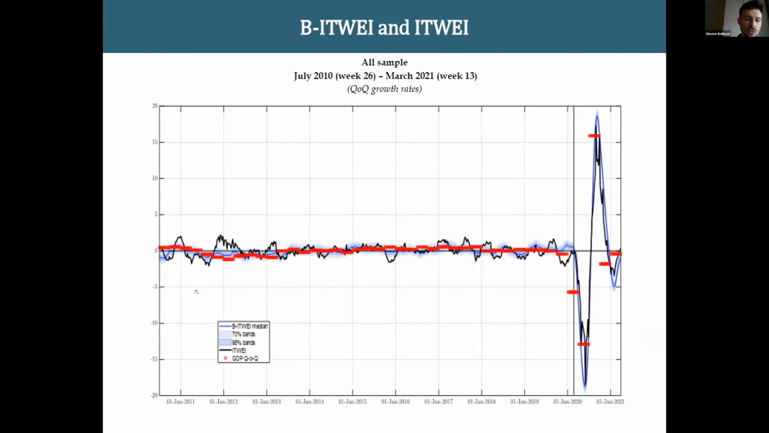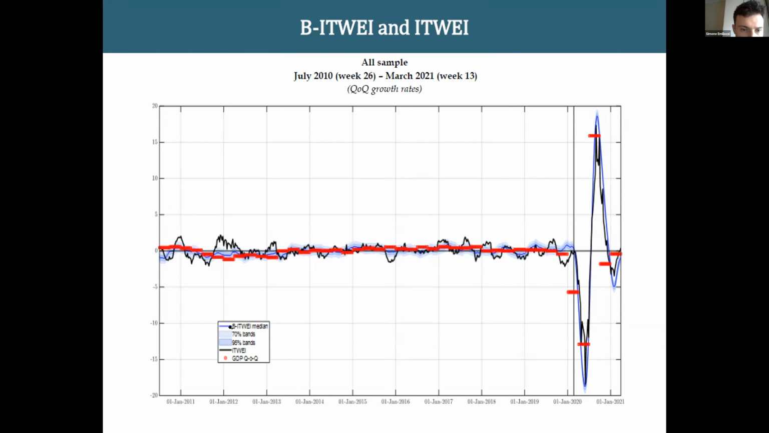The index started in July 2010, and we are updating it continuously at the bank. At the moment, we don't publish it, but we are updating it continuously. Here, the index arrives till March 2021.